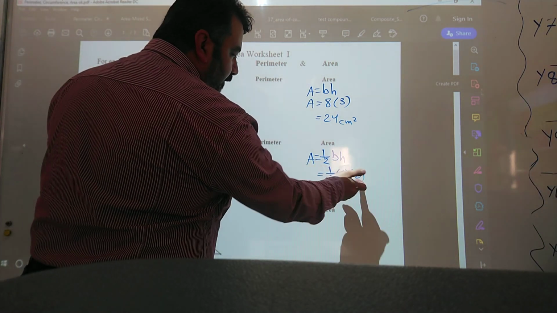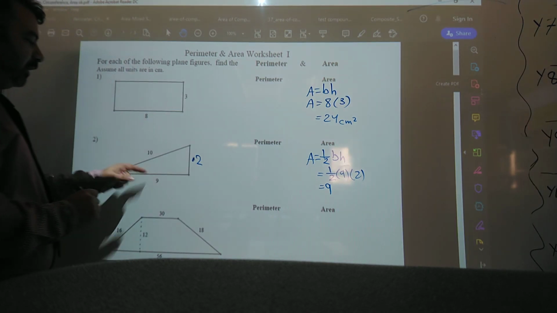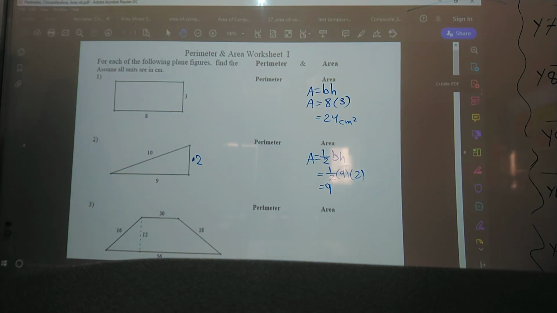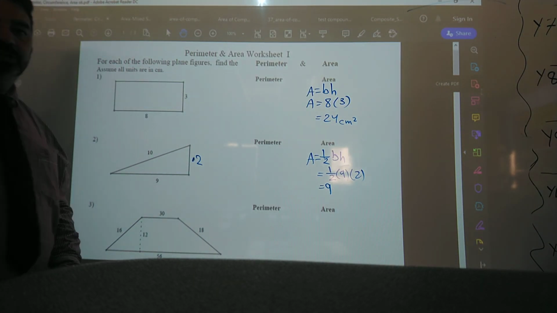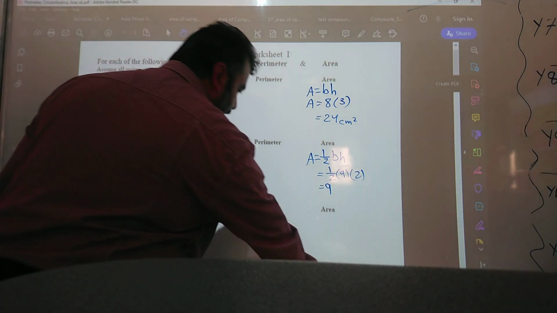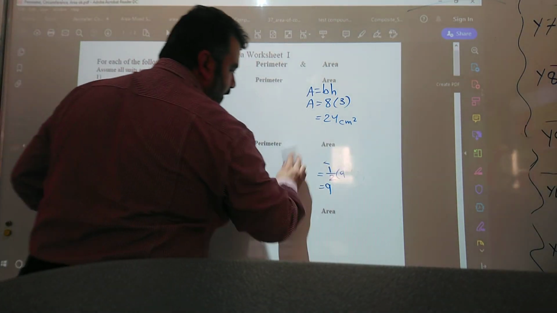Anyway, so half times 2 equal to 1, 1 times 9 equal to 9, and this will be the area of the triangle. Easy? Of course, now I can erase and move the worksheet up, because you can pause the video in an easy way. So pause it now. I will erase it.